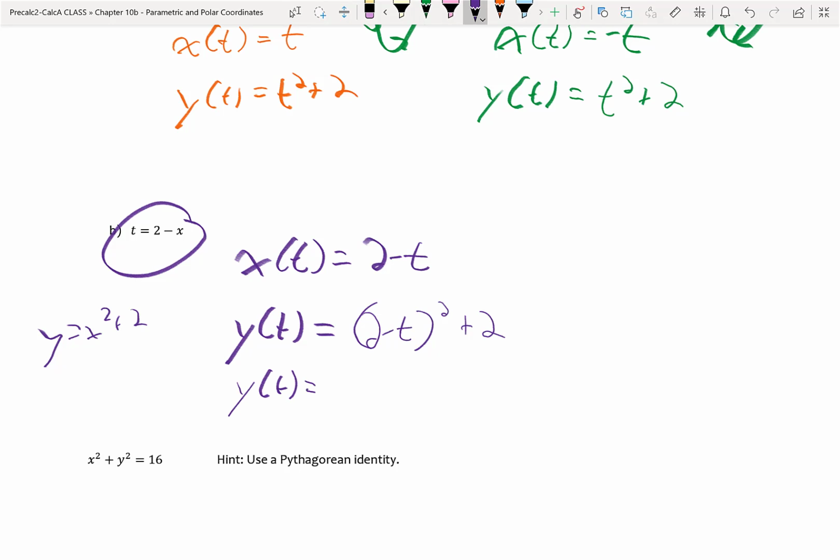It doesn't really matter. What I would probably prefer for this would be one of two things. Either you change it to t minus 2 squared plus 2, which you guys should know, since 2 minus t squared and t minus 2 squared are the same. So it's better to be in the form of t minus 2, just for a number of reasons. Or to go ahead and multiply it out: t squared minus 4t plus 6.